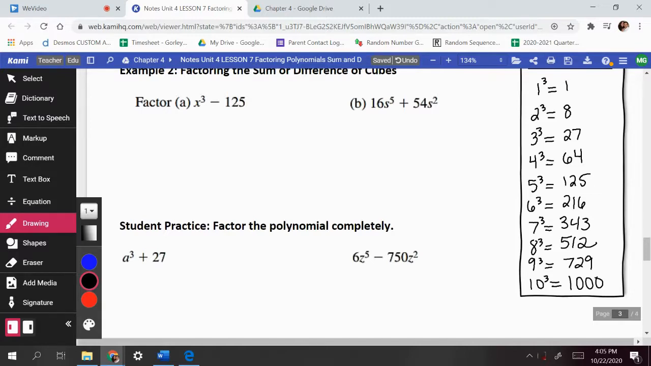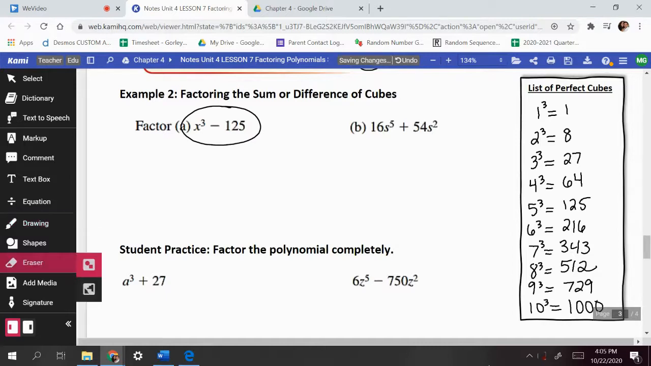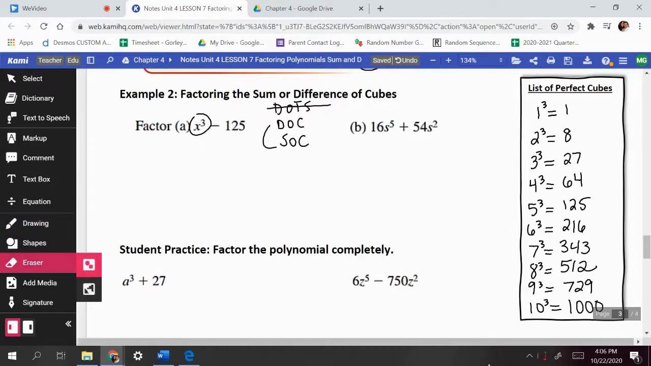Okay, so now that we've thought about our perfect cubes, let's go ahead and answer these questions. Does this first one have a GCF? No. So I'm going straight to 2 terms. I can either pick difference of 2 squares, difference of cubes, or sum of cubes. It's not a difference of 2 squares because x cubed is not a perfect square. And if I'm debating between difference of cubes or sum of cubes, it's going to have to be a difference of cubes because of that minus sign. Okay, so let's go ahead and use difference of cubes.